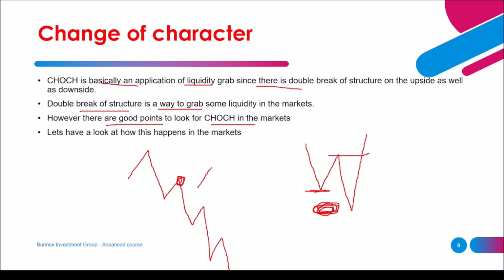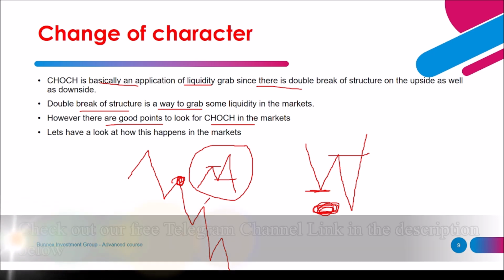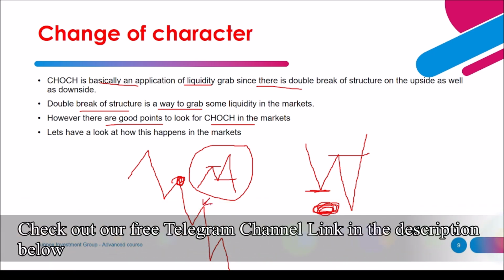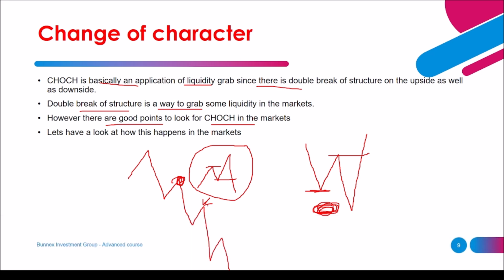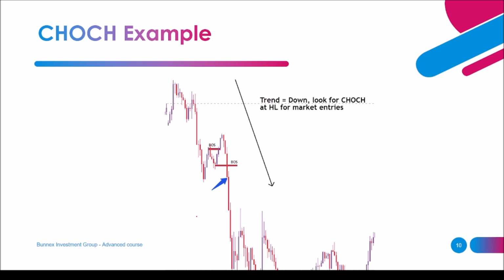So magnifying that uptrend, we have break of structure, right? Break of structure in these points. So this is a magnification of these points, right? We need a double break of structure within these higher lows, right? So that is how you would know where to end off these pullback moves, right? So just an example, in this case we are in a downtrend, so we are looking for CHOCH at higher lows for the market entries, right? This was a higher low, right?